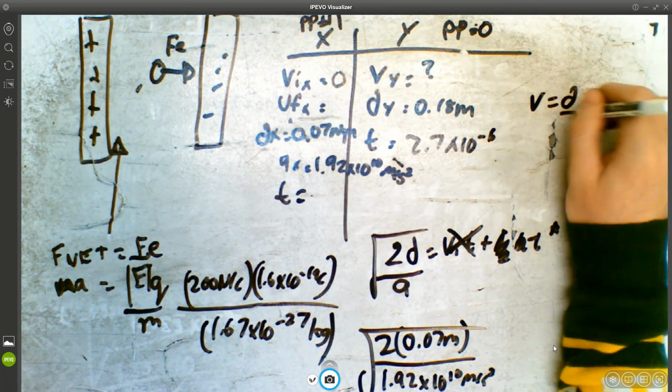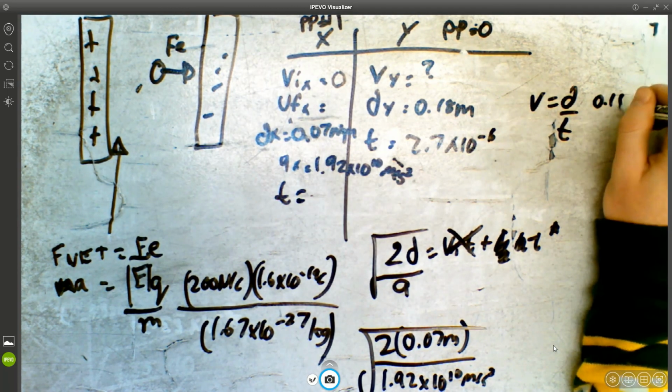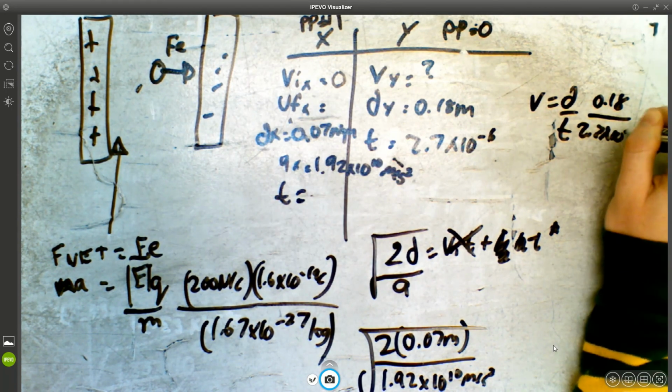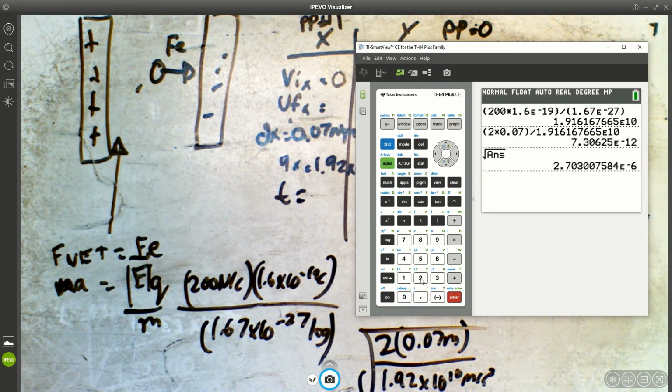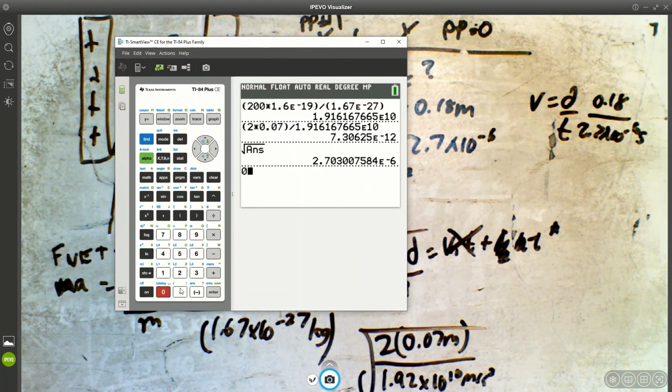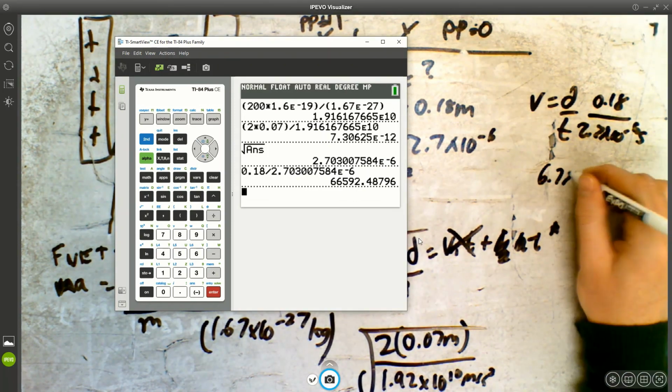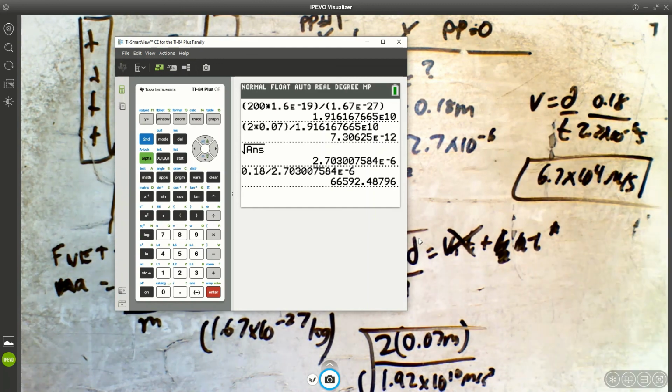Finish it off with v equals d over t. So 0.18 divided by 2.7 times 10 to the negative 6 seconds. And when I do that, I did everything correctly. So 0.18 divided by my time. And I get the speed, which is reasonable. We have 2 sig digs, so 6.7 times 10 to the 1, 2, 3, 4. 6.7 times 10 to the 4 meters per second is my initial speed moving upwards for that. Whew.